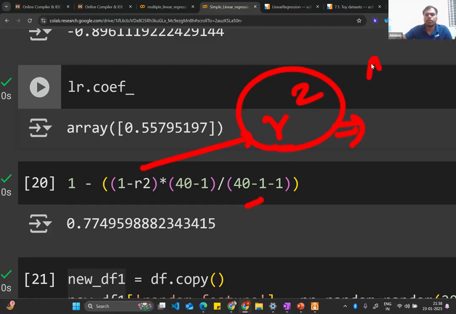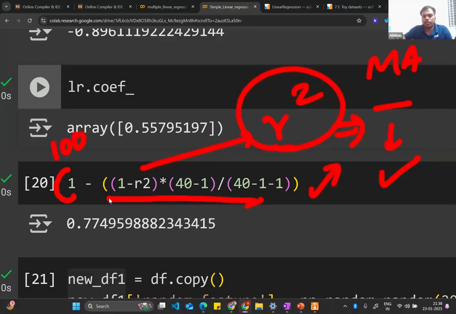When I will explain all things, MAE, MSE, and other things. So at that instant I will tell you. So after finding out this error, this will be your accuracy of the model. That's why we have subtracted from one, taken as 100%, and this will be your error. So whatever error you get, let's suppose we are getting 23 over here, 100 minus 23 will give you this kind of accuracy, right?